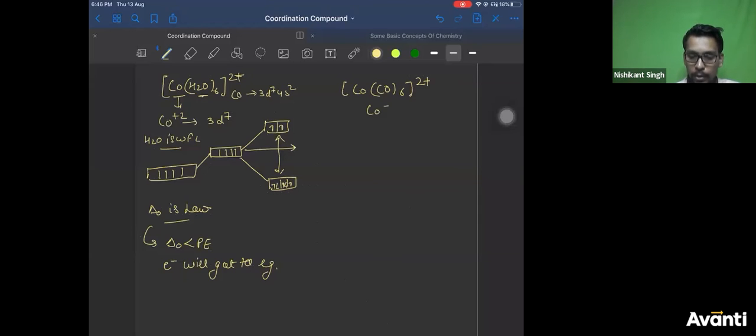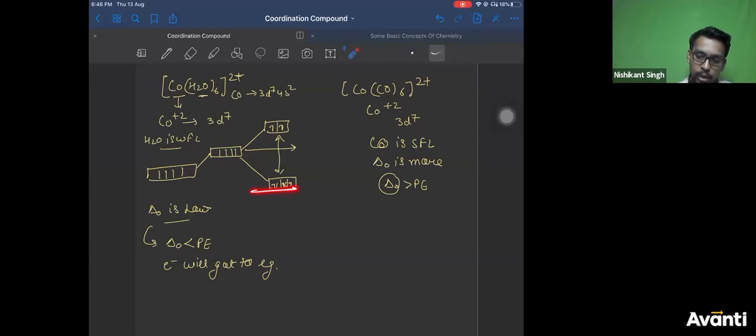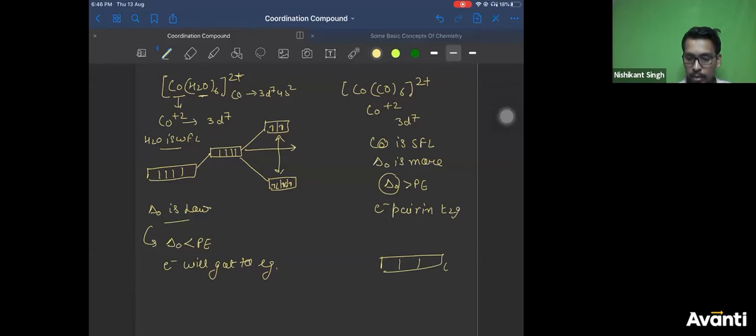And here also you have cobalt +2, 3d7. The difference is that CO is a strong field ligand, which means delta O is more. If delta O is greater than the pairing energy, the gap between T2G and Eg is high. Electrons cannot go to Eg, so electrons will pair in T2G. So your configuration becomes: this is your T2G, this is your Eg, and the electrons fill 1, 2, 3, 4, 5, 6, 7.